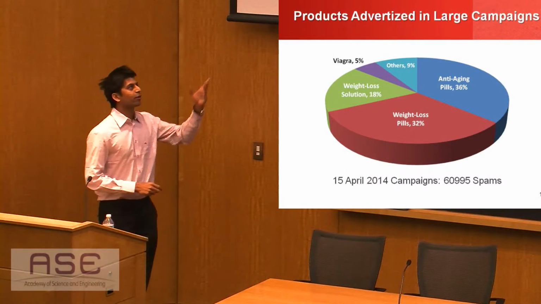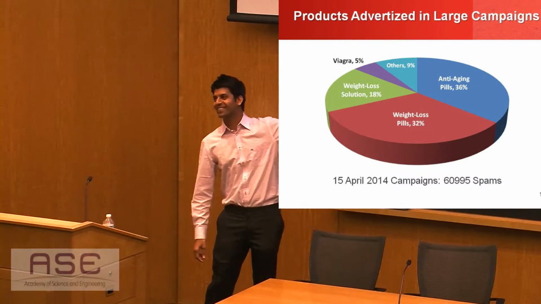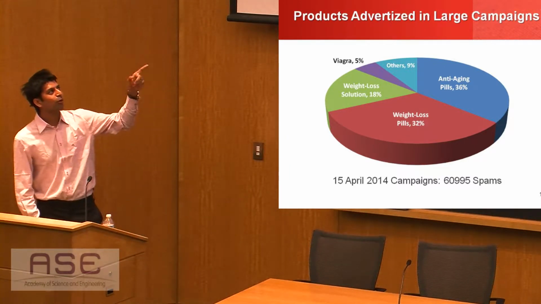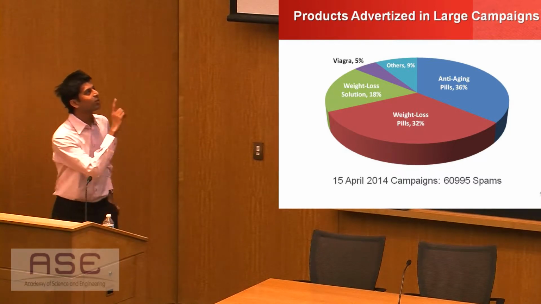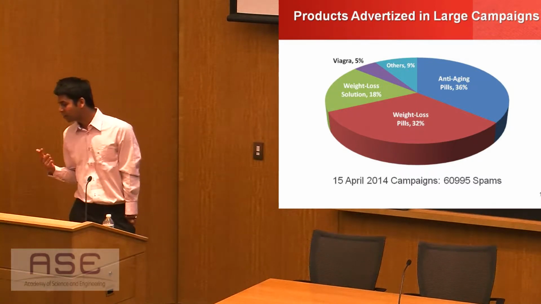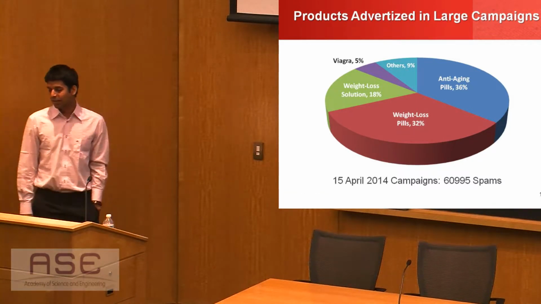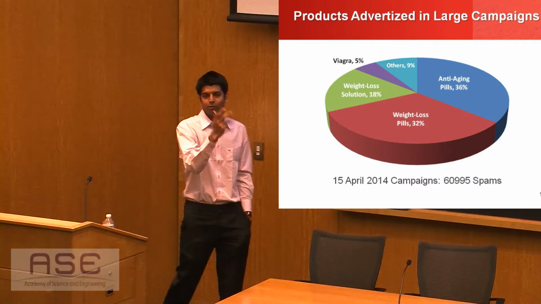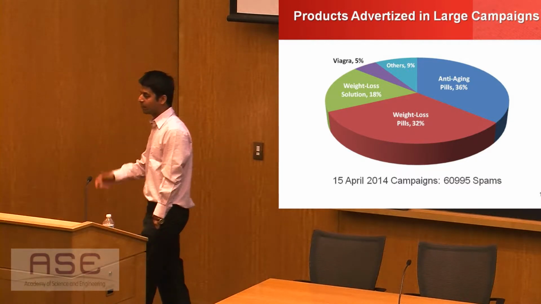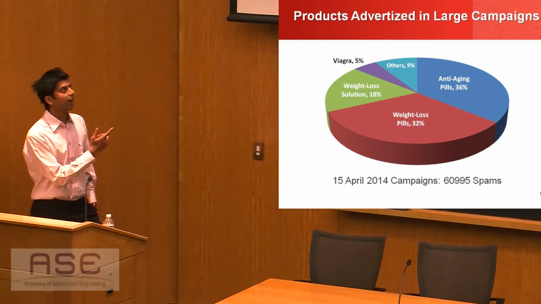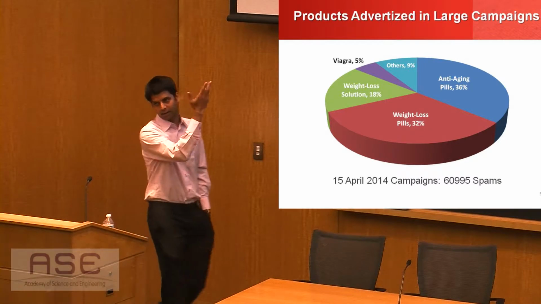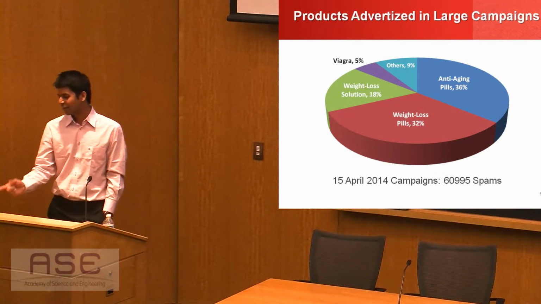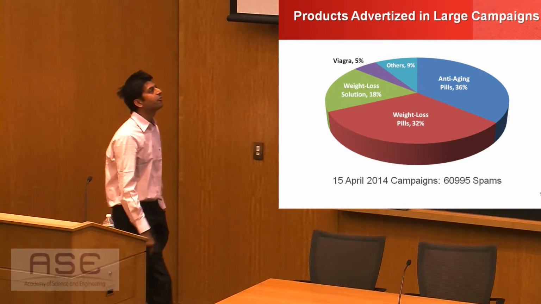So here are the products for you. The first one is anti-aging. 36% of these spam emails promote anti-aging pills. Then 32% promote weight loss pills, and 18% promote weight loss solutions. They are 2 different types of promotion. And then 5% of spam emails were about Viagra, and the rest are about 9%. This chart is generated for the data of 15 April.